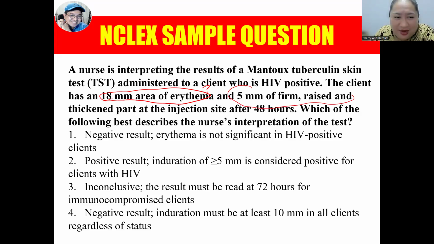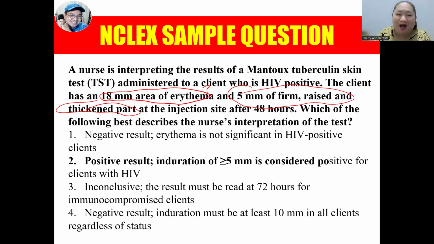So, guys, 5 millimeters of firm, raised, and thickened part is what you're looking at here. So the induration is what matters, not the redness around it, but the induration. So now, what will be the correct answer? So we got confused. The correct answer, guys, is 2. This is a positive result because an induration of 5 millimeters or more is considered positive for clients with HIV, which is actually lesser than for regular clients, right?